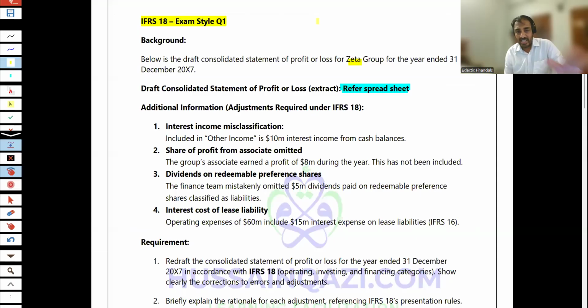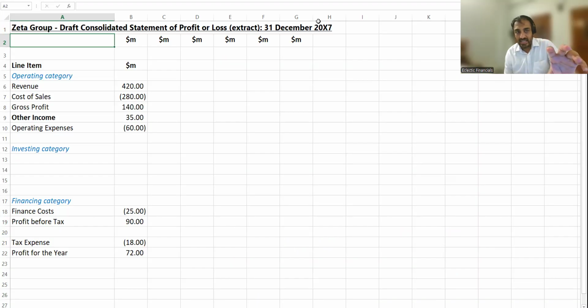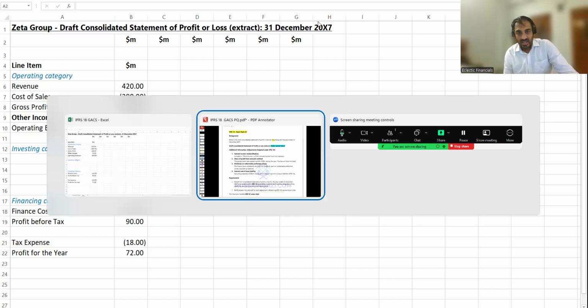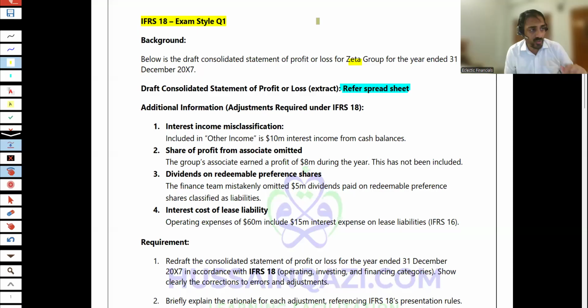So assume that this is some sort of exhibit, and this is the unadjusted or drafted consolidated P&L without any adjustment of IFRS 18. We need to incorporate the IFRS 18 adjustment and then redraft the P&L. So let's start the question. Whatever we have done in the last sessions, now we need to apply with question number 1. I promise you that I will give you the guidance as much as possible. In fact, all 360 degrees. So let's start the session.